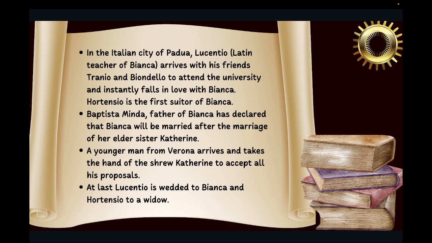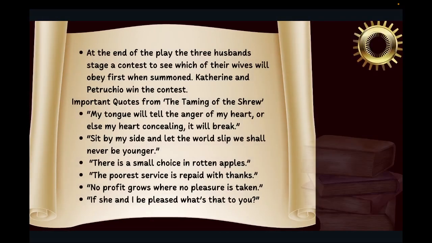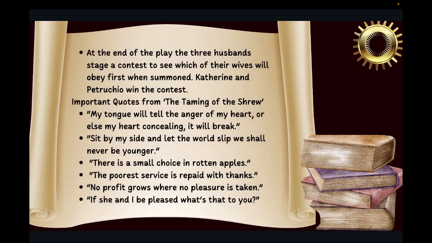At last, Lucentio is wedded to Bianca and Hortensio is wedded to a widow. At the end of the play, the three husbands stage a contest to see which of their wives will obey first when summoned. Catherine and Petruchio win the contest.